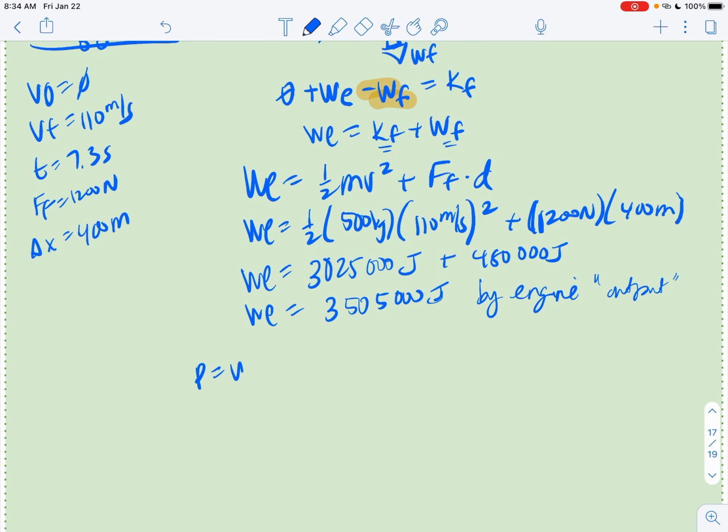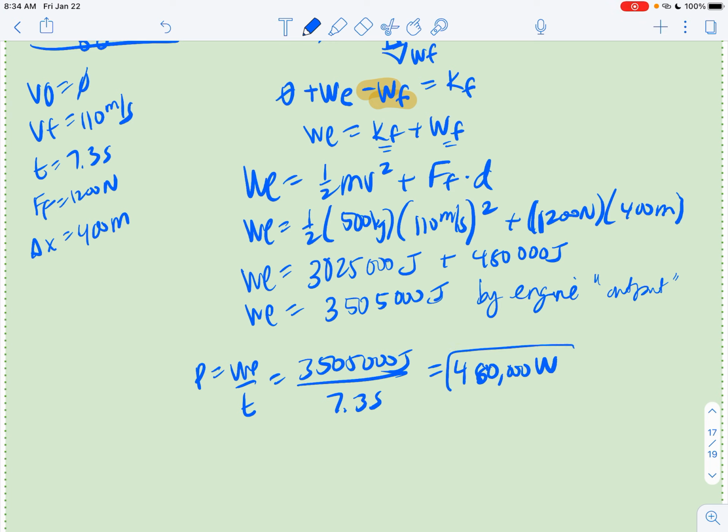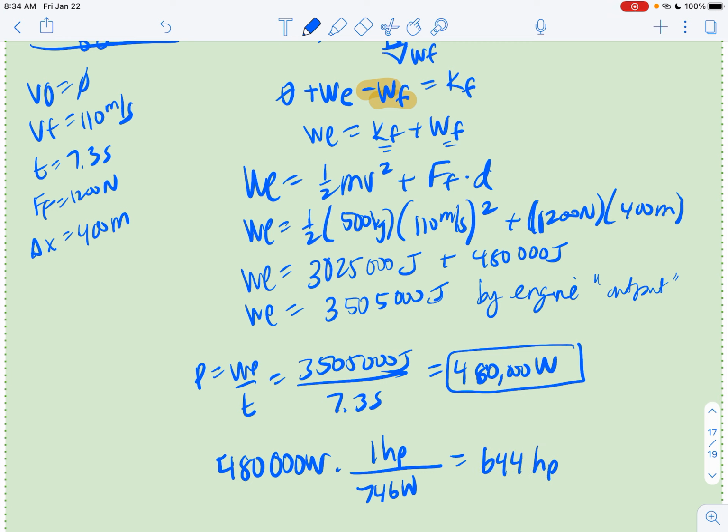Now I just have to divide by the time, 7.3 seconds, to get 480,000 watts. That's my first answer. If we want to change that from kilowatts to horsepower, 746 watts is what we call 1 horsepower, so that would be 644 horsepower. Cars are more normally labeled in horsepower; we don't label cars in watts.